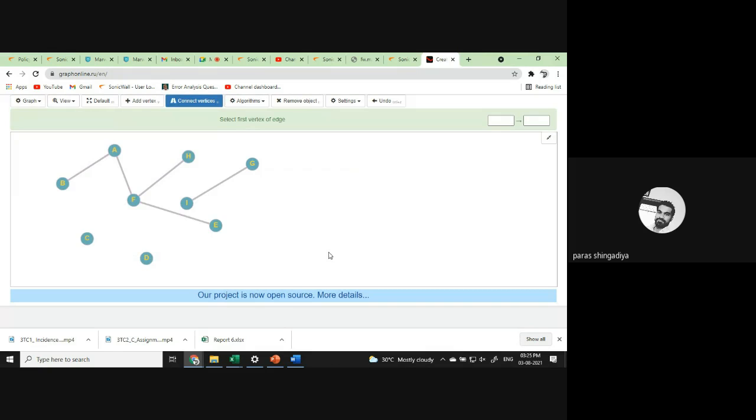You just draw it here as per the connection.